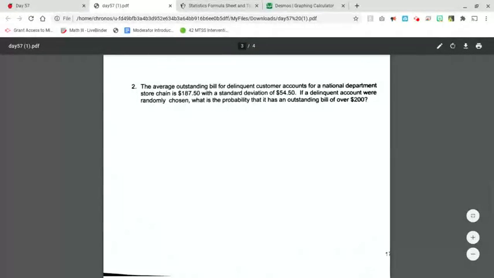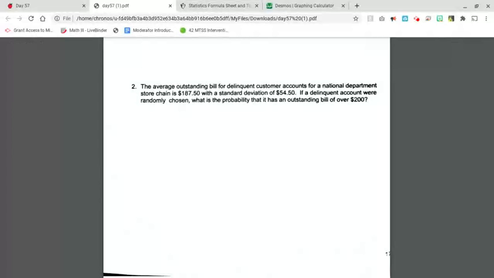Okay, number 2, we're back to talking about means instead of proportions. The average outstanding bill for delinquent customer accounts is $187.50. That's your mean, with a standard deviation of $54.50. If a delinquent account is randomly chosen, what is the probability that it's over 200? So again, normal CDF, over 200 would be from 200 to 999. The mean is 187.5, and the standard deviation is 54.5.